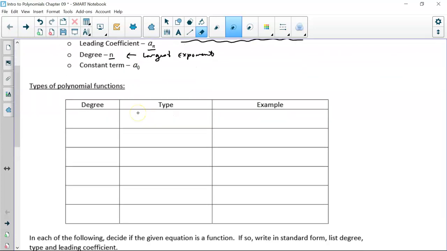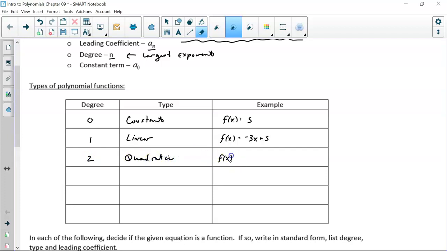So here's some different types of polynomials and functions. These are going to be names of the polynomials based on their degree. When we have degree 0, we call that a constant polynomial. And a constant polynomial, for example, f of x equals 5. There's no variable. Degree of 1, that's linear. Linear, degree of 1, it's to the first power. So it might be something like negative 3x plus 5. Degree of 2, we call that a quadratic.